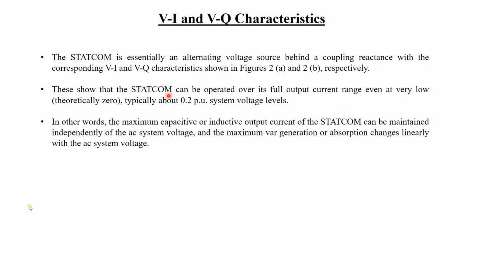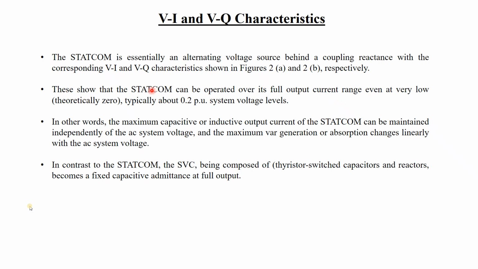So the current is independent of the AC system voltage, and the maximum var generation and absorption changes linearly with the AC system voltage. The absorption or generation of reactive power changes linearly with the system voltage. Linearly means a straight line. That means as the voltage increases, the reactive power compensation increases accordingly. Current will be supplied, but the compensation depends upon the voltage. So compensation will act according to the system voltage.